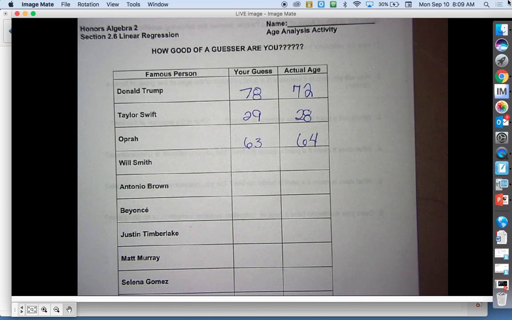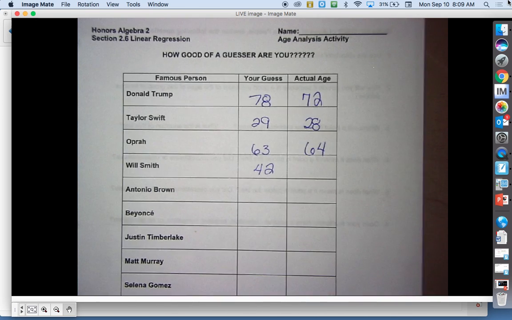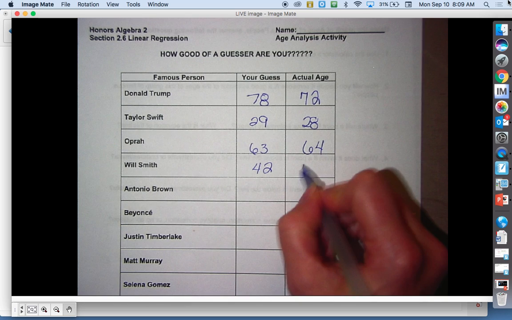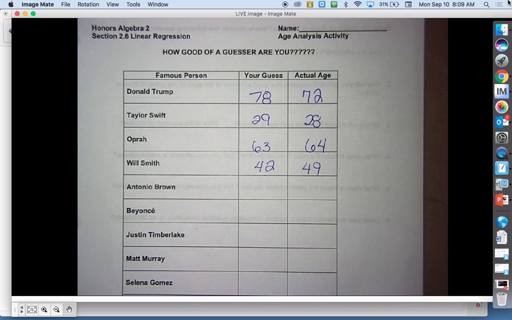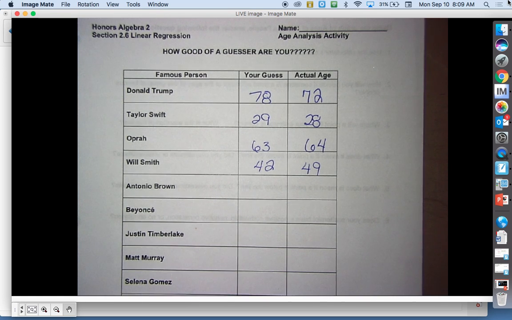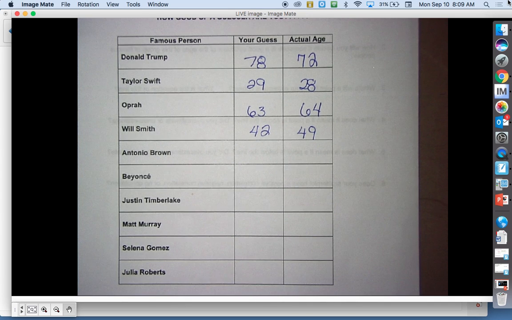Will Smith. Will, we'll let you guess Will Smith. How old do you think Will Smith is, Will? 42? Julia, what were you thinking? 49. Oh, he is 49. He turns 50 on the 25th of this month. He looks pretty good for 50. Almost 50.